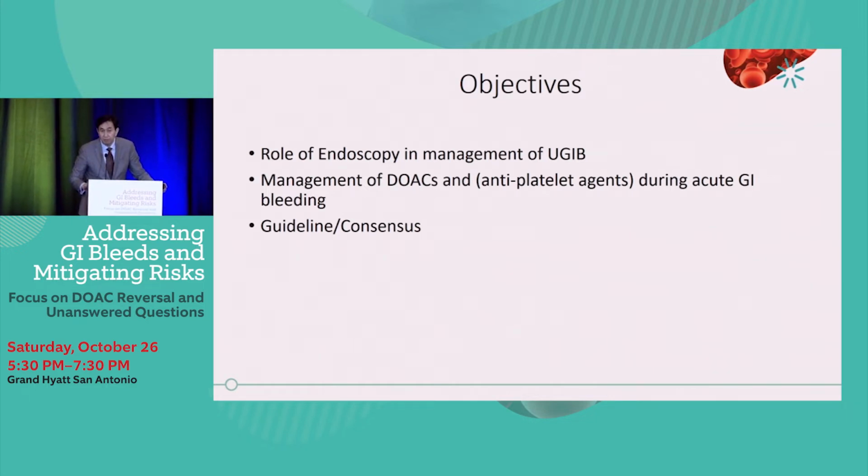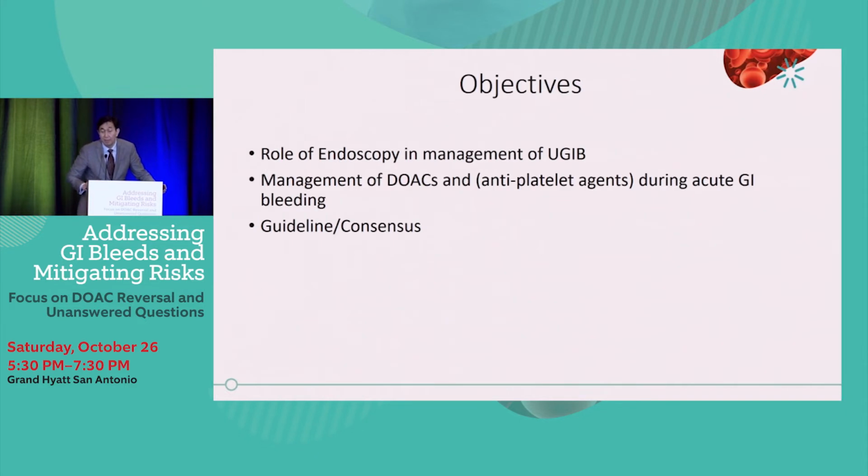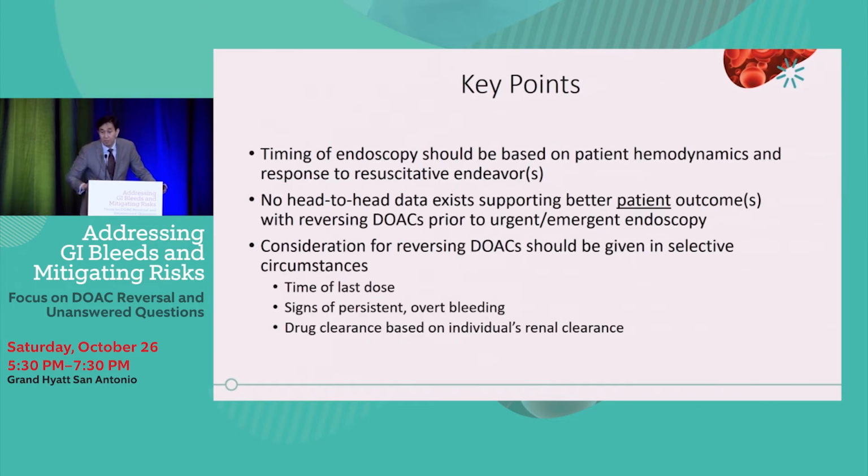So here are the main objectives of my discussion. I'll discuss the roles of endoscopy in management of upper GI bleeding, especially the timing of it, because that is pertinent as to whether we should consider reversing these medications or not. And moving on, the management of the DOACs, as well as a little bit on the antiplatelet agents, I'll touch upon during acute GI bleeding. And lastly, I'll provide several slides on the available guidelines and consensus from the gastroenterology societies, both domestic and international.